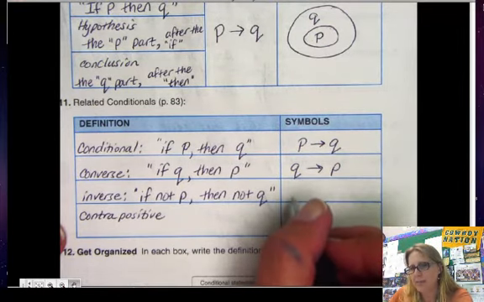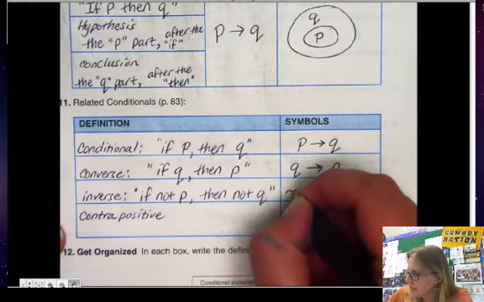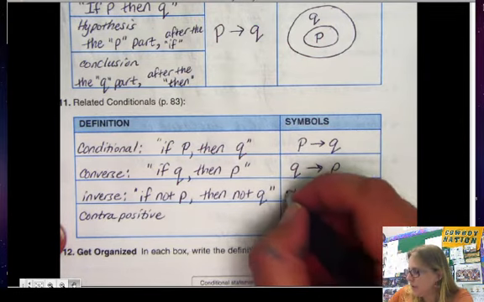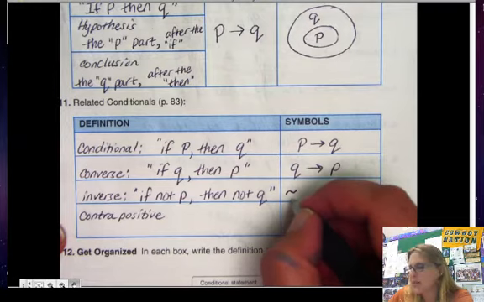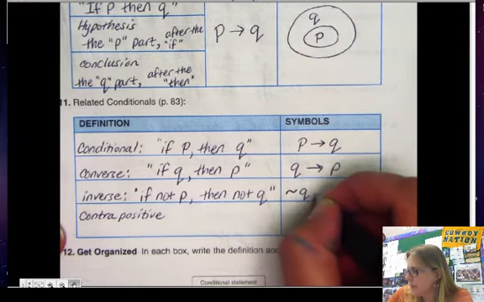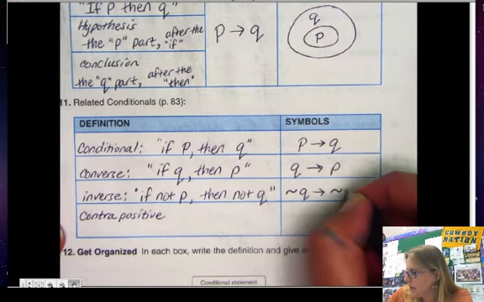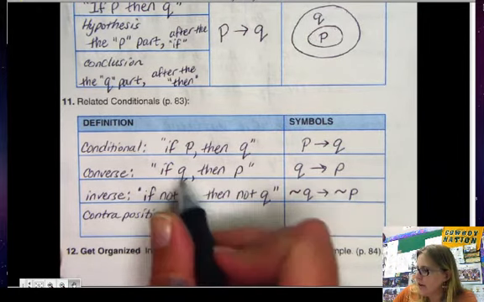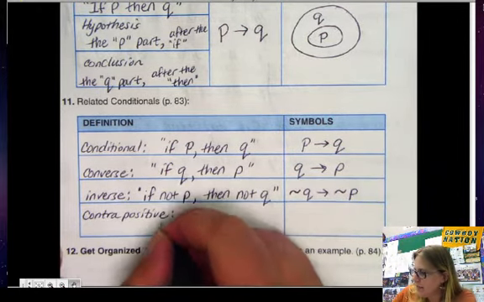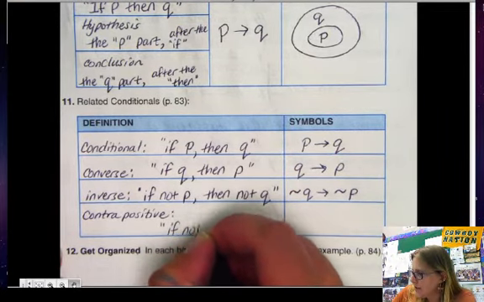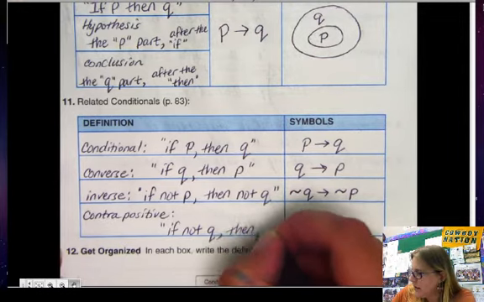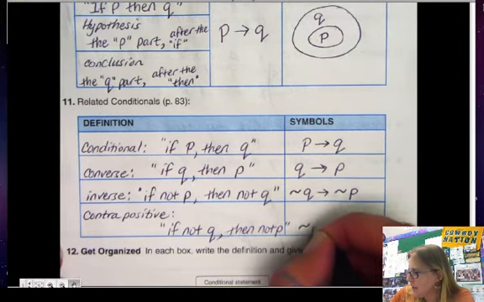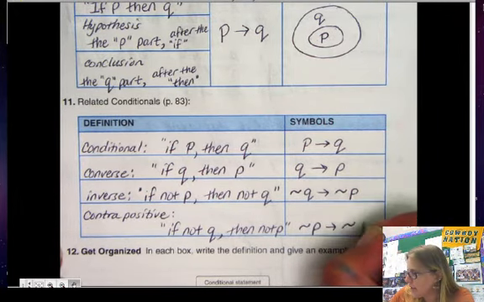So how that looks in symbols is we have a little squiggle. It's a tilde, or an ñ if you learn Spanish, above an N. So you have a little symbol there that means not. So that means not P, and then we have an arrow, not Q. Okay, and then the contrapositive is when I take the converse and make it negative. So that one says if not Q, then not P. So again, you can probably figure out the symbols for this. So that's not Q, arrow, not P.